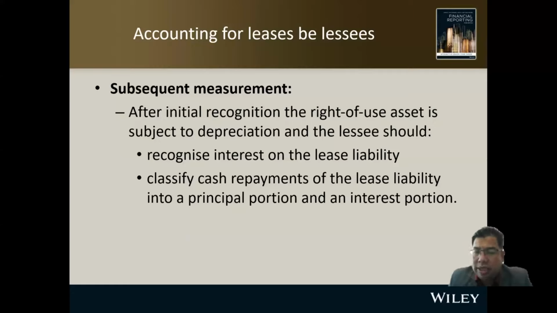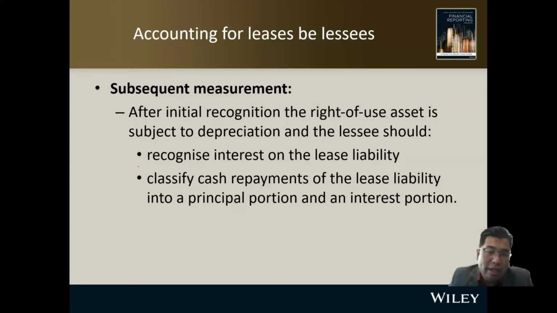So we have depreciation every year for our right-of-use asset. And the lessee should recognize interest on the lease liability. For the liability, every year we're going to add the interest. So we're going to end up with 200,000 if we have 200,000 later on. And we're going to classify the cash repayment of the lease liability into the principal and the interest portion.